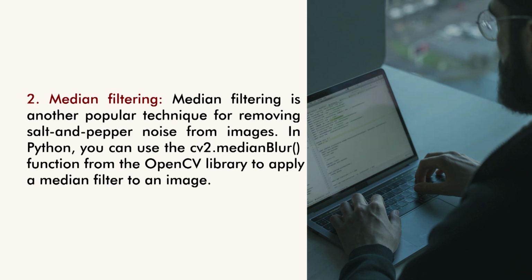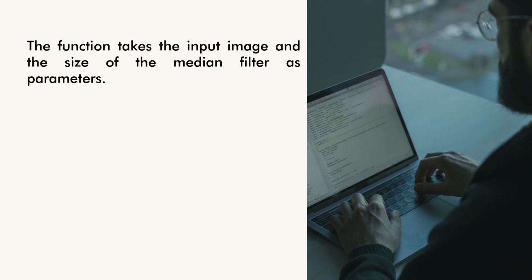Second is median filtering, which is a very common filtering method. Median filtering is another popular technique for removing salt and pepper noise from images. In Python, you can use the cv2.medianBlur function from the OpenCV library to apply a median filter to an image. The function takes the input image and the size of the median filter as parameters.